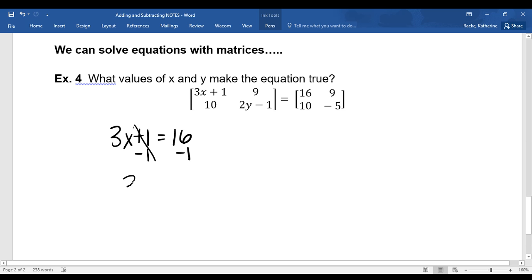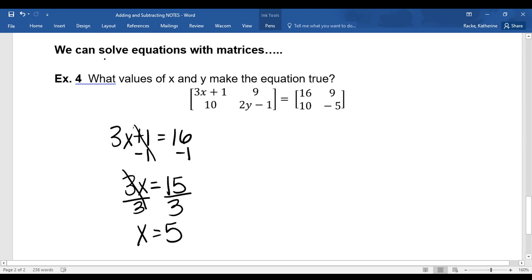Okay, so to solve this, I need to start by subtracting 1 from both sides. Cancels out there. Bring my 3x down. 16 minus 1 gives me 15. And then I would have to divide by 3 on both sides. 3 divided by 3 is 1. I get x. 15 divided by 3 is 5.